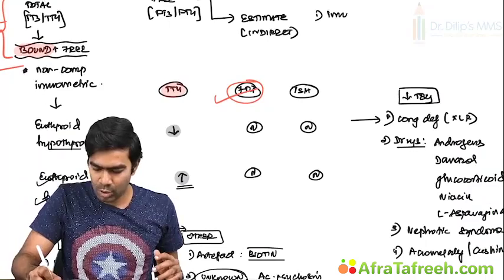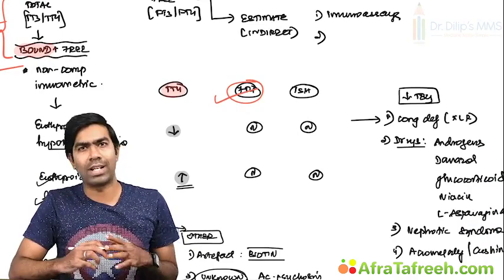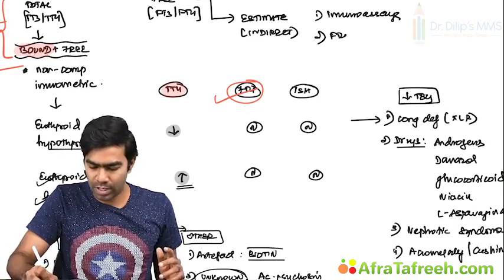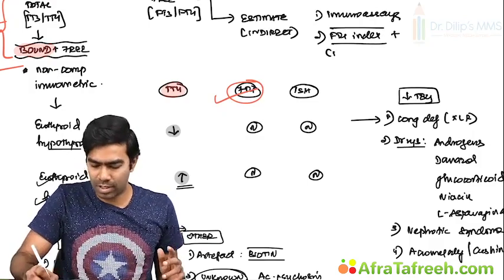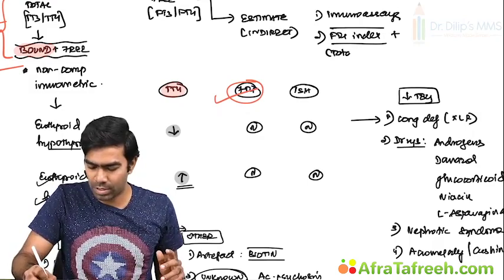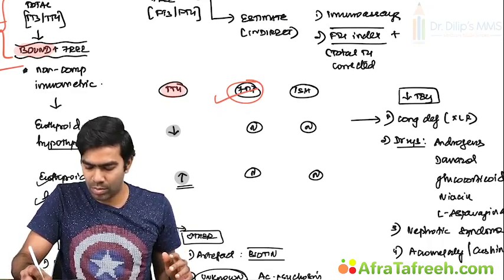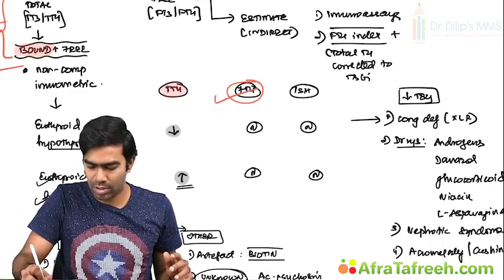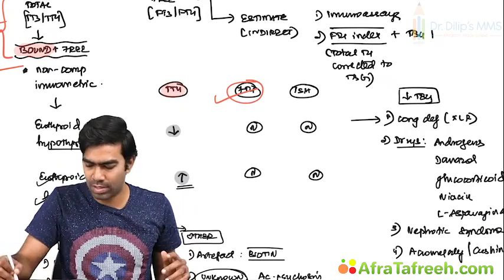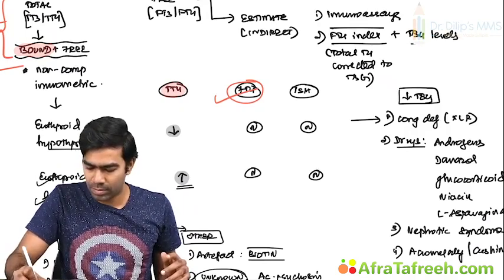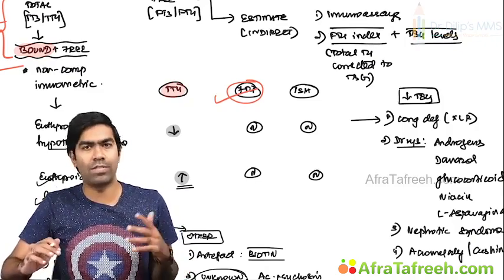One is obviously the immunoassays. Second, you can calculate something called a free T4 index. This is nothing but the total T4 that is corrected to TBG. The free T4 index is nothing but total T4 that is corrected to TBG. That's all. At the same time, you need to know the TBG levels also, thyroid binding globulin levels as well.